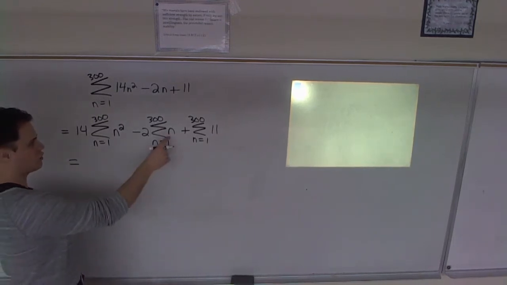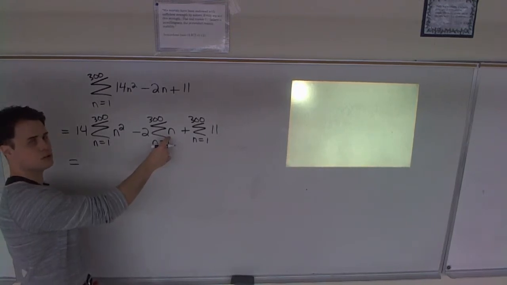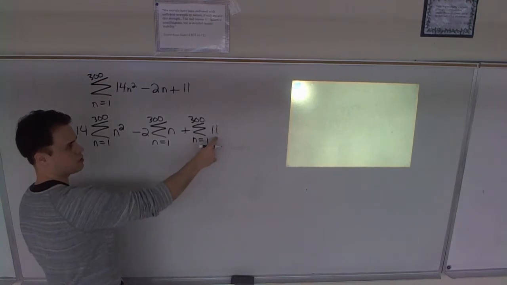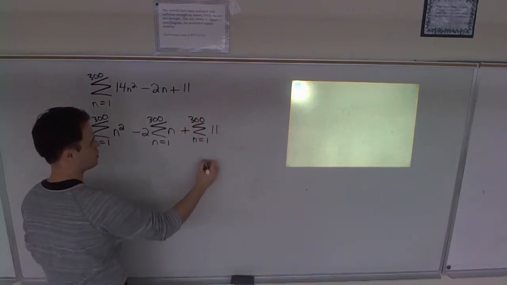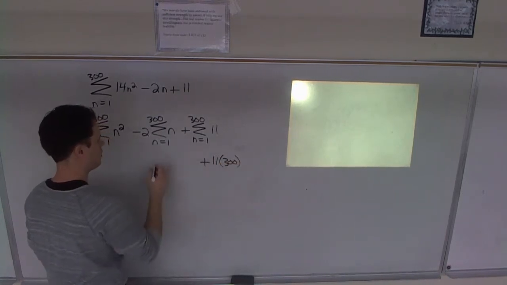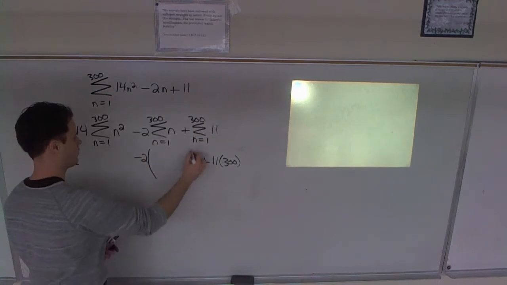So I think we have Gauss's shortcut that we're going to have to apply to the n, where it's just 1 plus 2 plus 3 plus 4, etc. Here we have the easiest one, where it's just 11 plus 11, 300 times. So that's going to be 11 times 300 right there. Here we'll use Gauss. We've got a 2 out in front of Gauss, though.